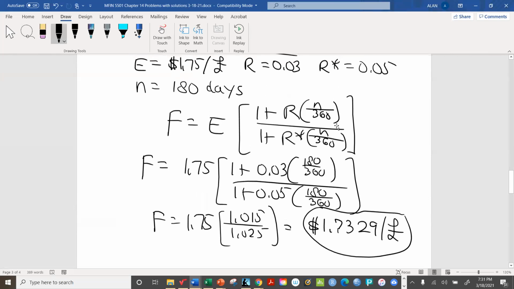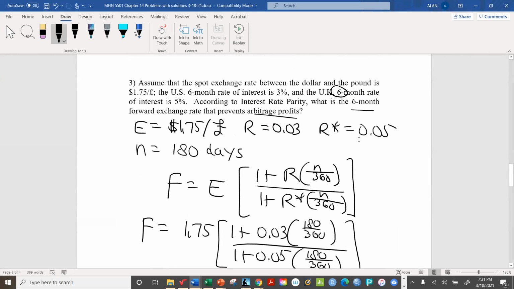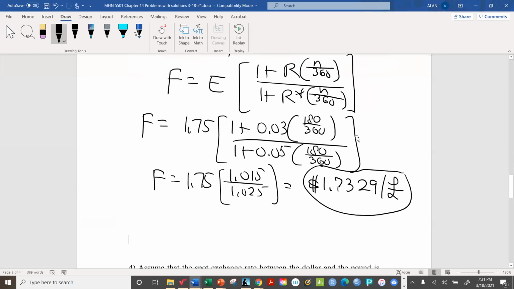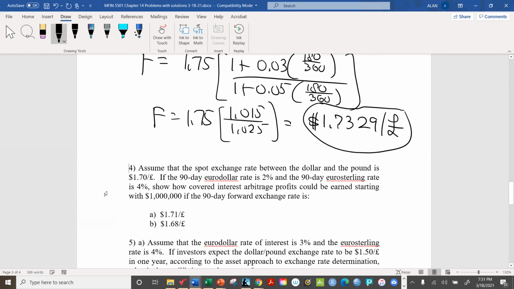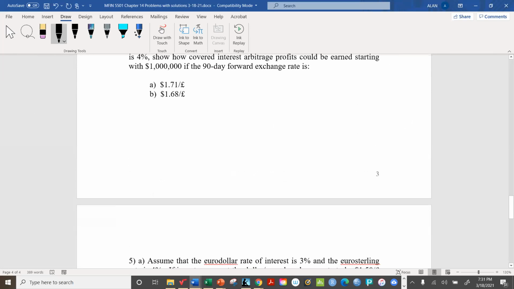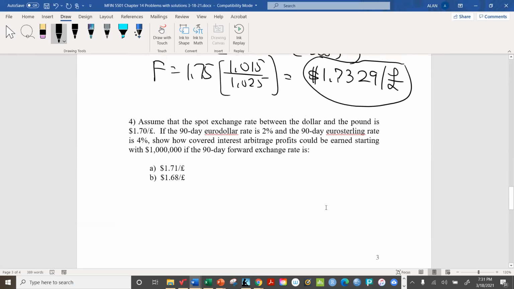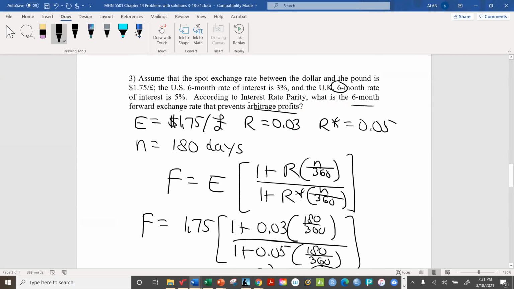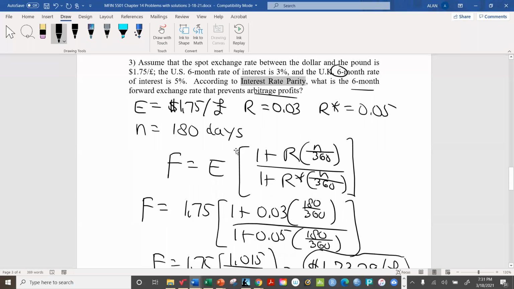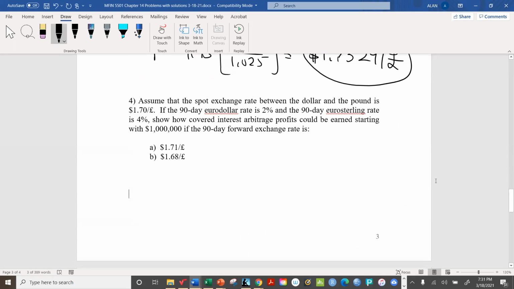And that's it, because all they wanted to know is what is the 6-month forward exchange rate that prevents arbitrage profits. In other words, what is the 6-month forward exchange rate at which this condition holds? Excellent. Now here, they will ask us to actually show how arbitrage profits could be earned if the forward exchange rate is different from that implied by interest rate parity. Okay, so remember that, yeah, this is the interest rate parity condition. So we're going to apply the same one down here to these numbers.